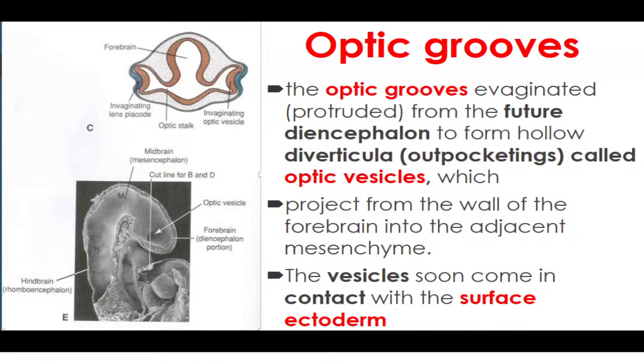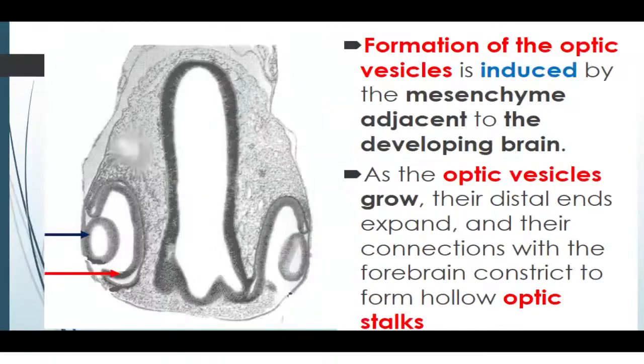Let's continue. The formation of optic vesicles is induced by mesenchyme adjacent to the developing brain. It's very important for us. Look at this one. We can see the forebrain, and this is the part of the diencephalon where the formation of the optic cup starts. This is a type of optic cup now, and the lens placode, which differentiates into the future lens.